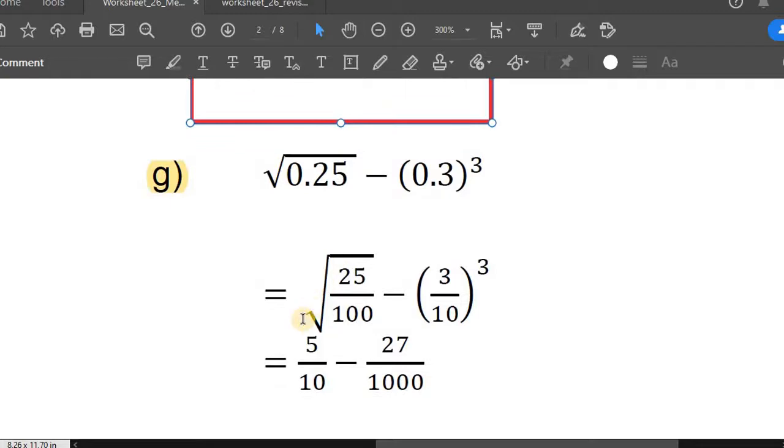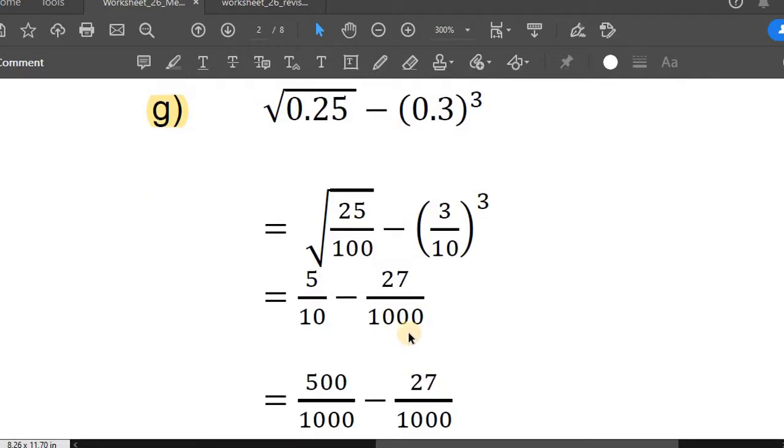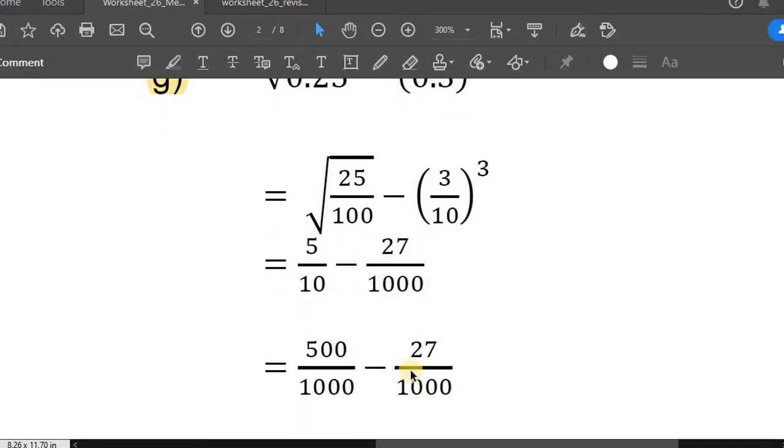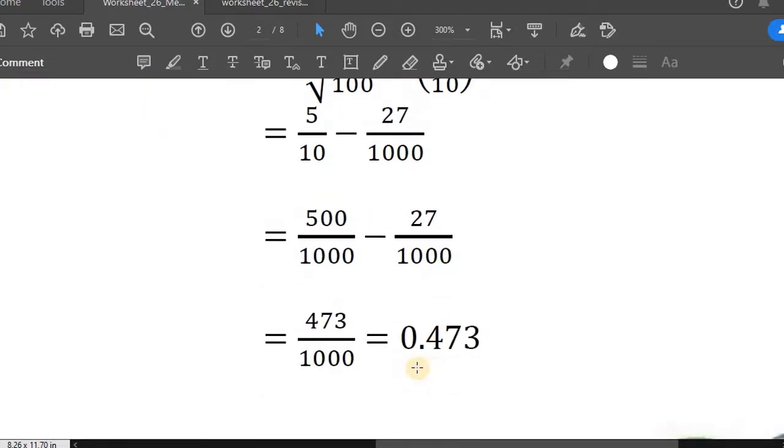So remember, my square root is going to go to the 25 and to the 100. Square root of 25, 5. Square root of 100, 10. Then we've got 3 cubed, 27, 10 cubed, 1000, right? Lowest common denominator here is 1000, right? So simplify, and there you got your answer. Remember, we accept both, right? This or this.